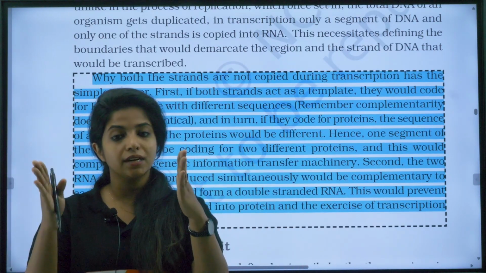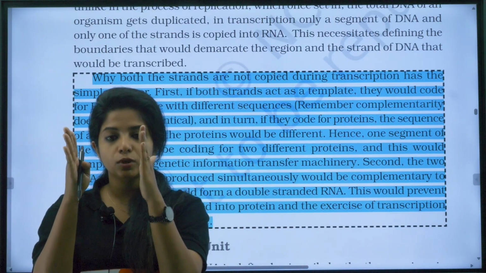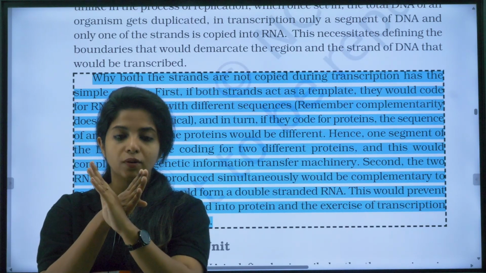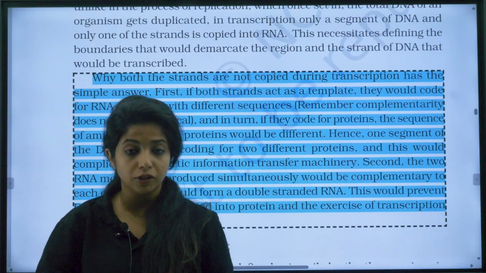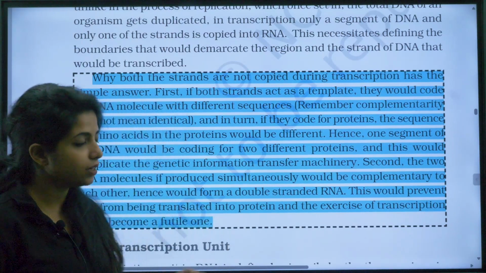Again, if two strands are transcribed together, these two RNA molecules which are being formed can also form a coil around each other. If they form a double helix structure, do you think they can undergo the next process, that is translation? No. So this is why it is important.